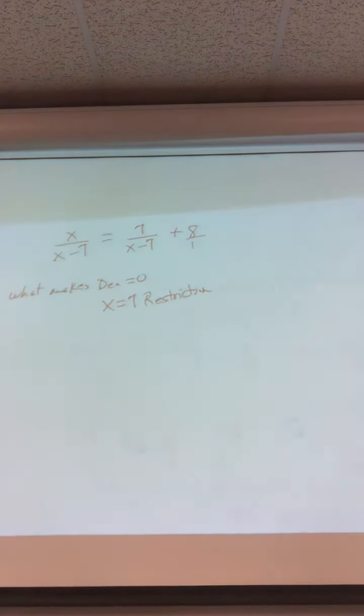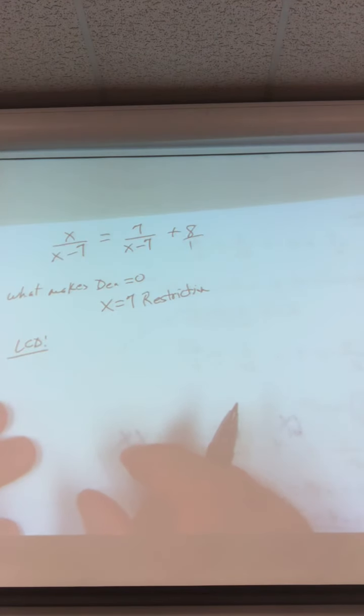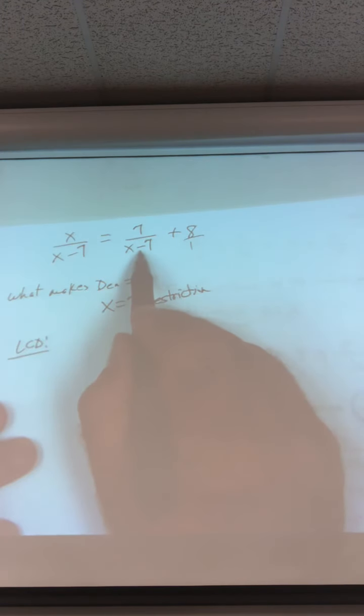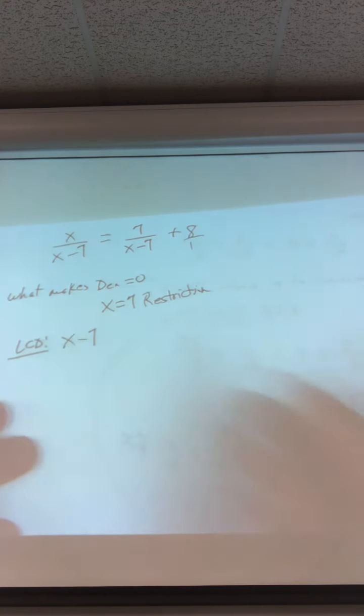Remember the domain, you can't allow any number that would cause the denominator to be 0. So the domain here is all real numbers except 7. It's tied in with what we did earlier. Now, find the LCD. Well, the LCD is easy here. Why? Because what's in this denominator? x minus 7. What's in this denominator? x minus 7. So your LCD is going to have to be x minus 7.